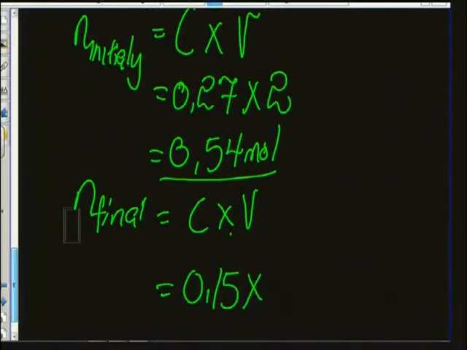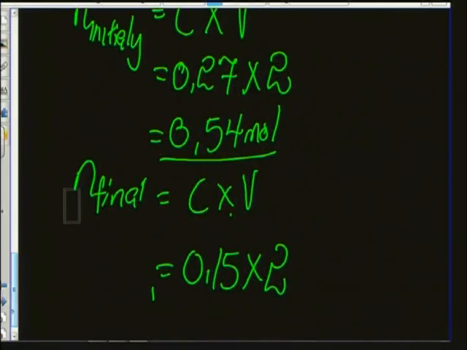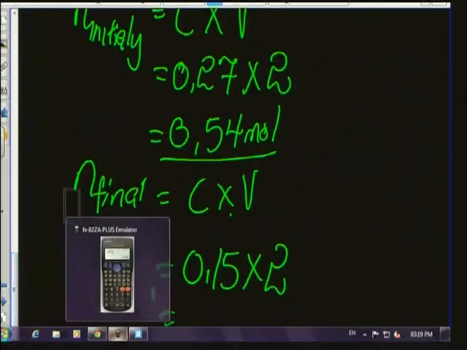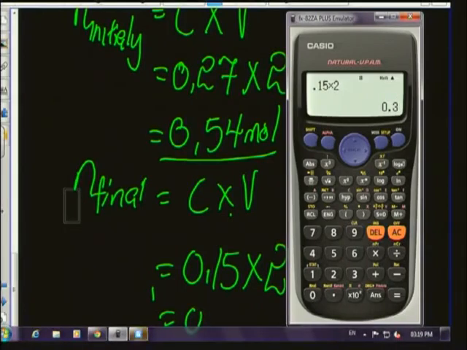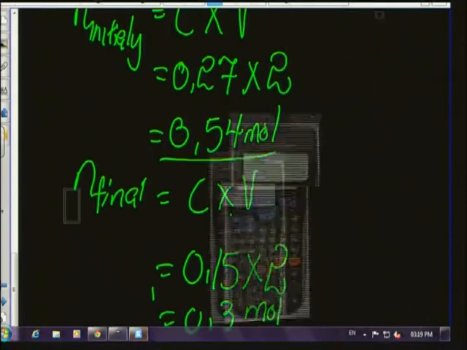0.15 multiplied by 2. And then as we go down there, let's look at how much that will be. 0.15 multiplied by 2. What's our answer there? So that's 0.3. 0.3 mole. That's the answer that we have got in there.